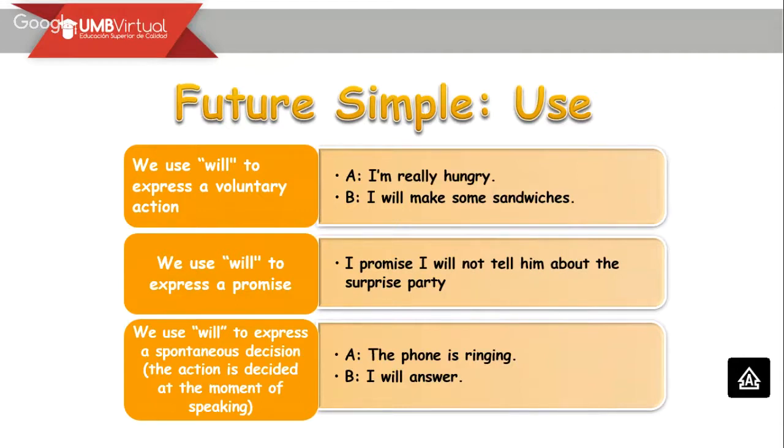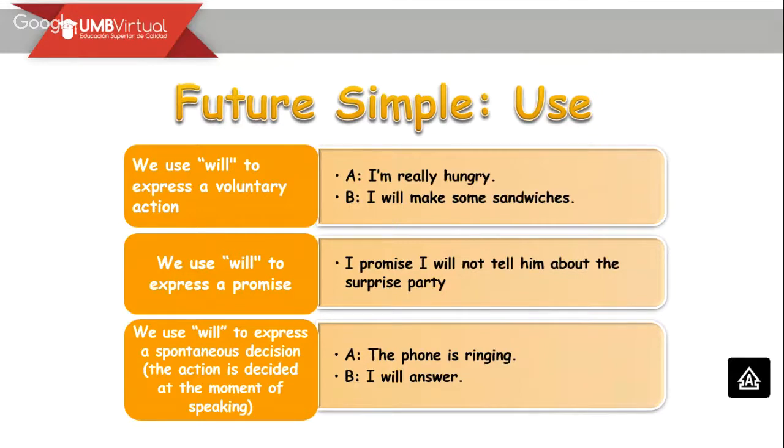So, I am really hungry. I will make some sandwiches. Right there, yes. Okay, it is something that you will do. Es una acción voluntaria. Yo voy a hacer sándwiches, right? For example, emparedados. O yo voy a cocinar. I will cook for you. I will prepare this meal.